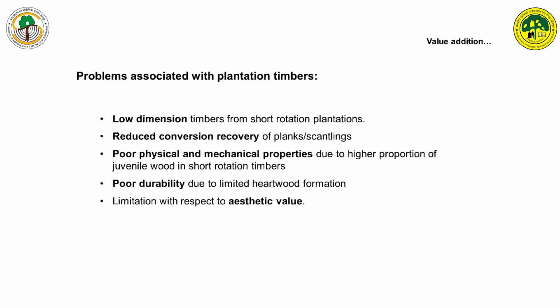So the problem with short rotation timbers is low dimension. That is one of the bottlenecks. We don't get bigger girth. Because of low dimension, conversion sometimes poses problems, and we won't get maximum output. So the conversion recovery will be less.